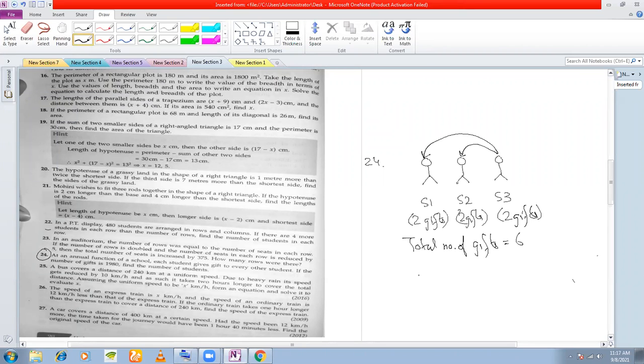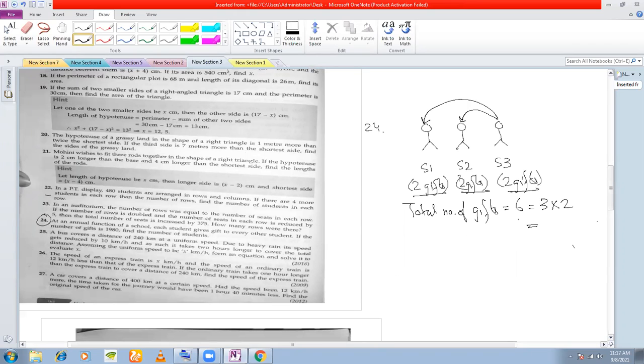6. How are we getting this 6? Each student is carrying 2 gifts, right? So that is 3 students into 2 gifts. There are 3 students, and each student is carrying 1 gift less, because there are only 3 students and he cannot gift it to himself. Therefore, he has to carry 3 minus 1 gifts, right?